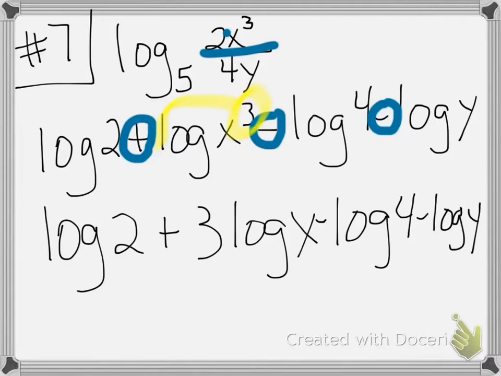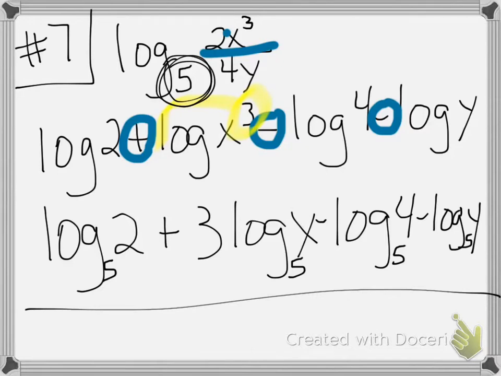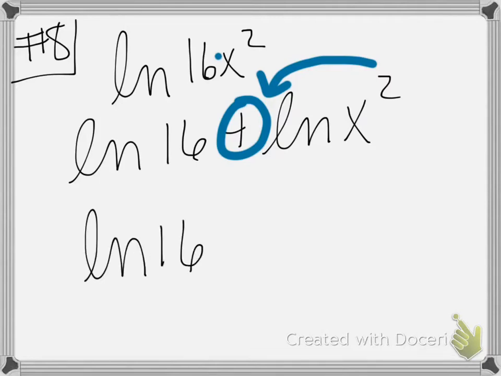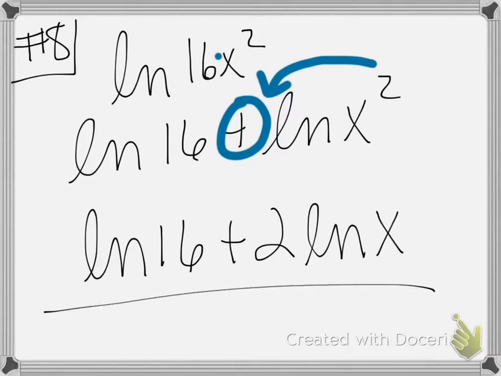Now look, I didn't put that little 5 in there yet, because sometimes that can be confusing or get in the way. So now I'm just going to go back, and next to my log, I'm going to put my little base 5, because if it starts as base 5, then it has to end as base 5. So that is your expanded answer. For ln of 16x squared, it's 16 times x squared. The times becomes plus. Now I'm going to move this exponent to the front, which will make me have ln 16 plus 2 ln x. And luckily, with ln, you don't have to worry about what the base is.